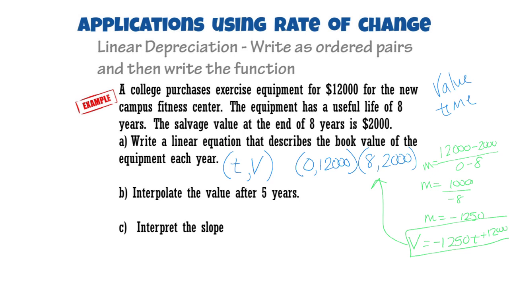Okay, so here we go. 5 years, all I'm going to do is take 5 and put it in for the t. So negative 1250 times 5, and then add your 12,000, and we end up at the value is $5,750. So in that case, you just have to type it in or plug it in.